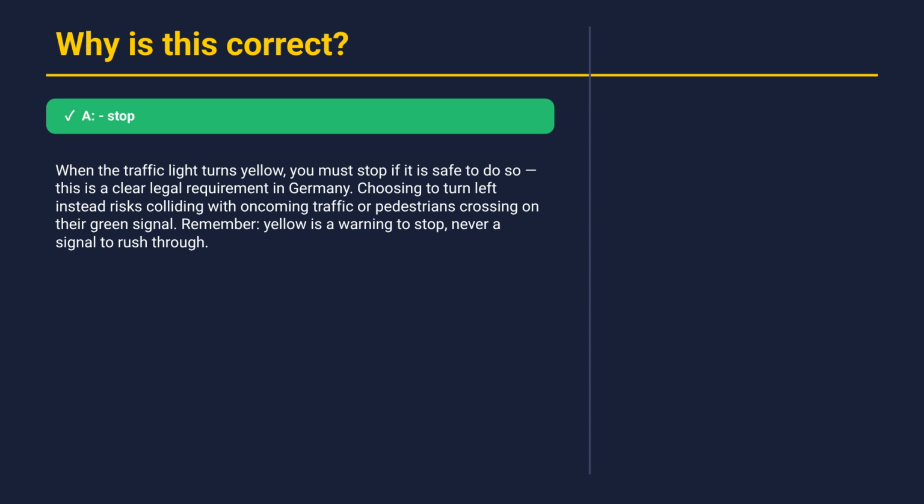When the traffic light turns yellow, you must stop if it is safe to do so. This is a clear legal requirement in Germany. Choosing to turn left instead risks colliding with oncoming traffic or pedestrians crossing on their green signal. Remember, yellow is a warning to stop, never a signal to rush through. All right, let's move on to the next question.